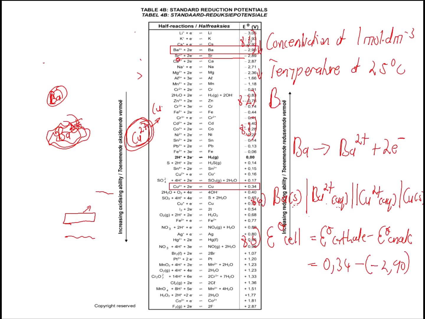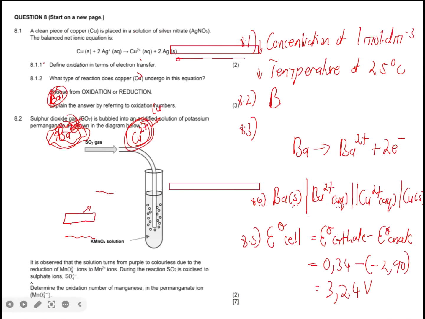So do not forget to put the value in brackets, because we have a minus here, and then also we have a negative from the value there, so that we can end up having a positive value like that. So if you want to punch that into your calculator, that's 0.34 minus negative 2.90. So this is 3.24 volts, right? Then just like that, you have your value there. Okay, pretty interesting.